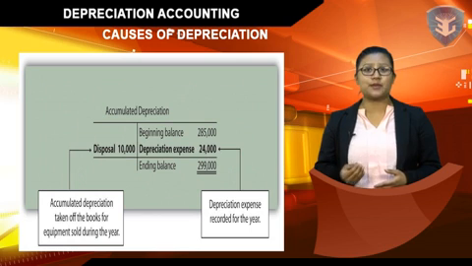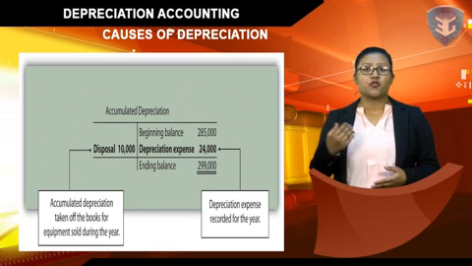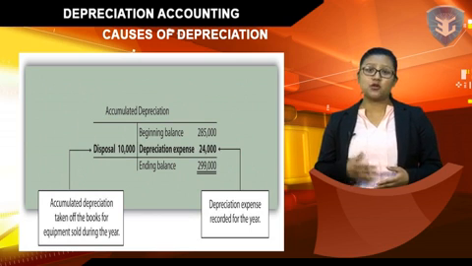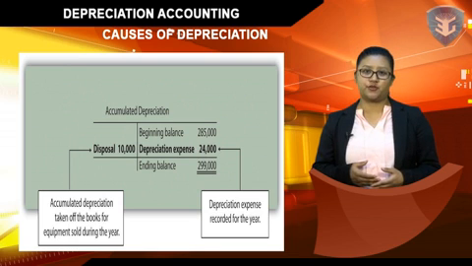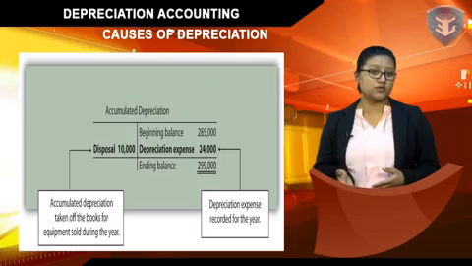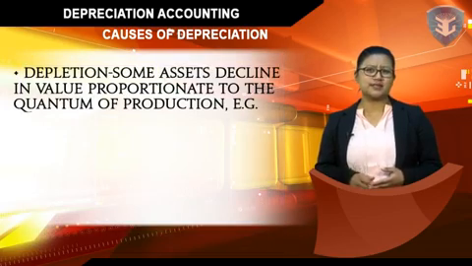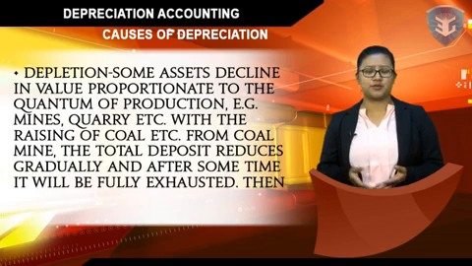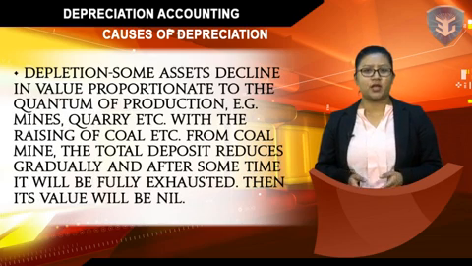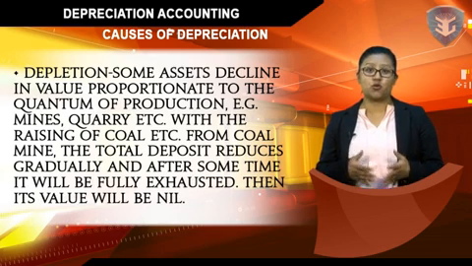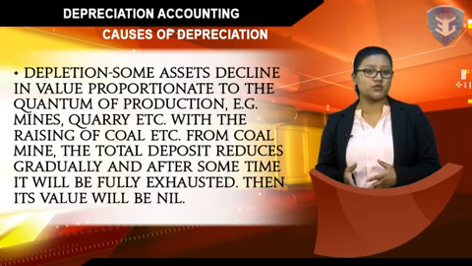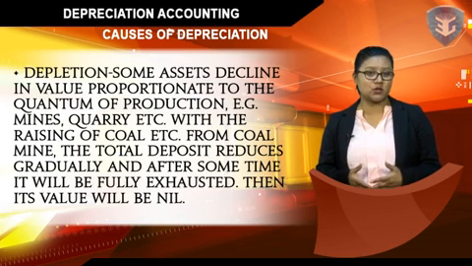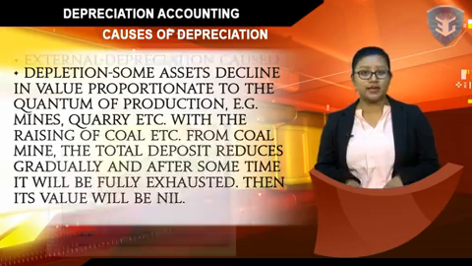An asset may be kept in proper working condition through repairs for the time being, but it cannot be done so permanently. At one time, the asset will become unfit for repairs, when it will no longer be suitable. Depletion: some assets decline in value proportionate to the quantum of production. Example: mines, quarry, etc. With the raising of coal from a coal mine, the total deposit reduces gradually and after some time it will be fully exhausted. Then its value will be nil.